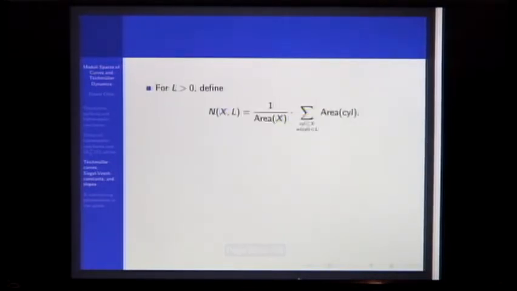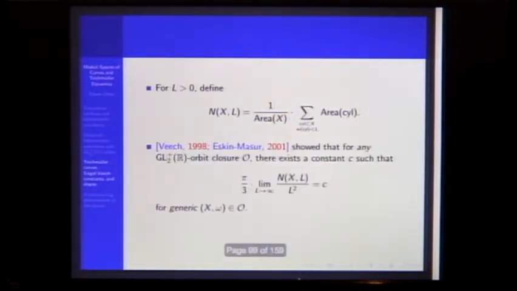And the thing is, let's play the same game. We count such cylinders with bounded width or bounded length. So for each such cylinder on a given flat surface X, you consider such objects. You sum up their areas altogether and average down by the area of the flat surface. So you get a number called N, depending on the bounded width of the cylinder, that is L. And now you let L go to infinity and look at the asymptotic behavior.